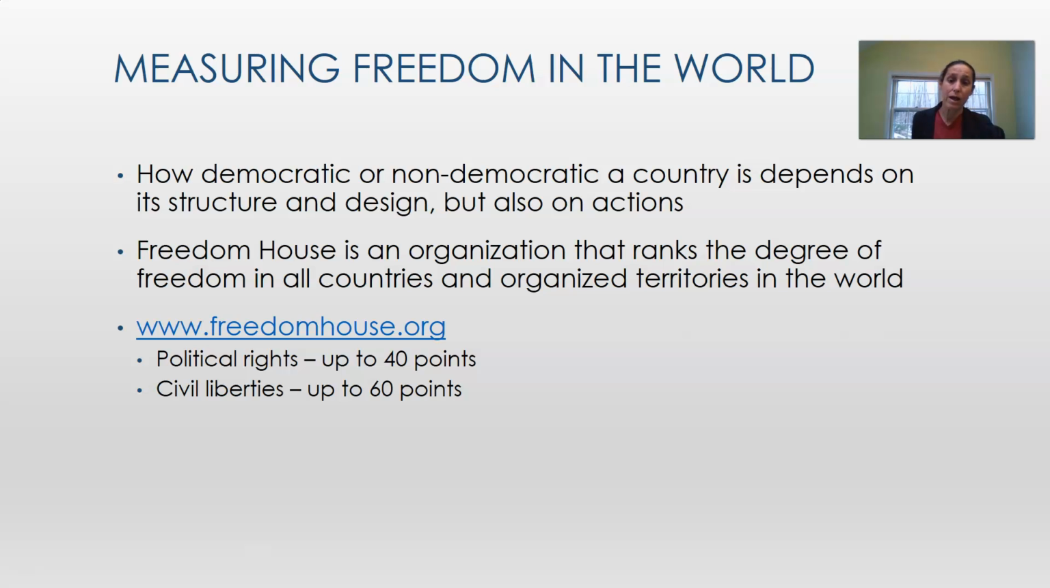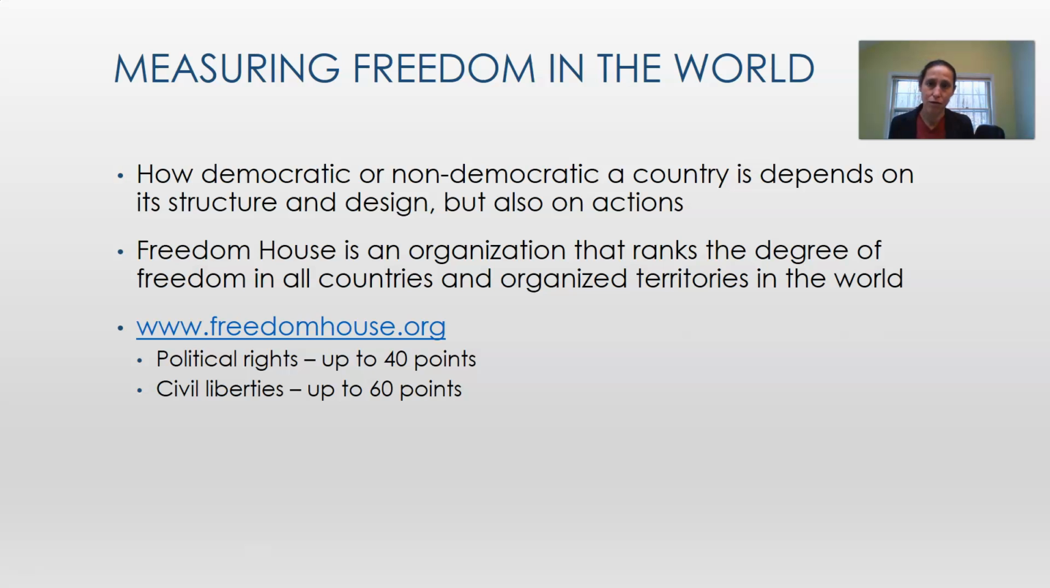And now, luckily, we have an organization called Freedom House, and this is a non-profit organization, very well respected around the world, that provides an annual report every year for all the countries in the world. You can visit their website and see reports on each country and also see how free the world is. We'll take a snapshot of that in a minute.